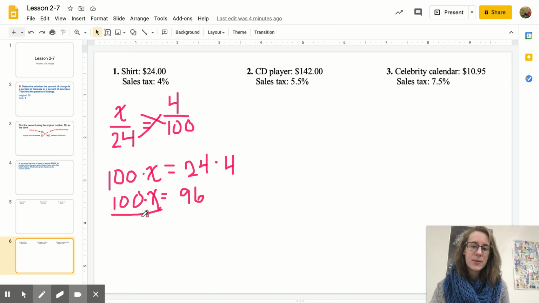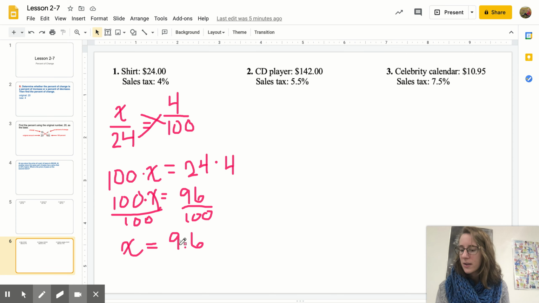Then we can divide both sides by 100. At any point, if you want to use a calculator, you are more than welcome to. You do not have to do it all in your head. So we have 96 over 100. So x equals 0.96. And then you can go with that to find the cost of it if that's what it's asking you. It depends on what it's asking you in each problem.